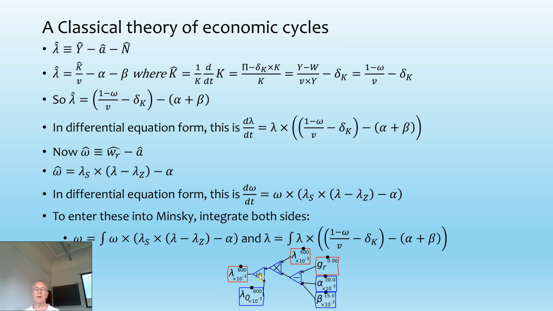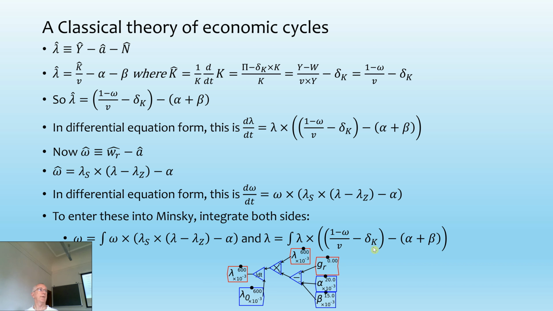So that is defining lambda. You can flip the equations around, so I've made it possible to look at the matching here. Lambda is the integral of lambda multiplied by the growth rate, which is 1 minus omega over V minus delta K. We've shown that earlier, that that's the growth rate, minus alpha plus beta.